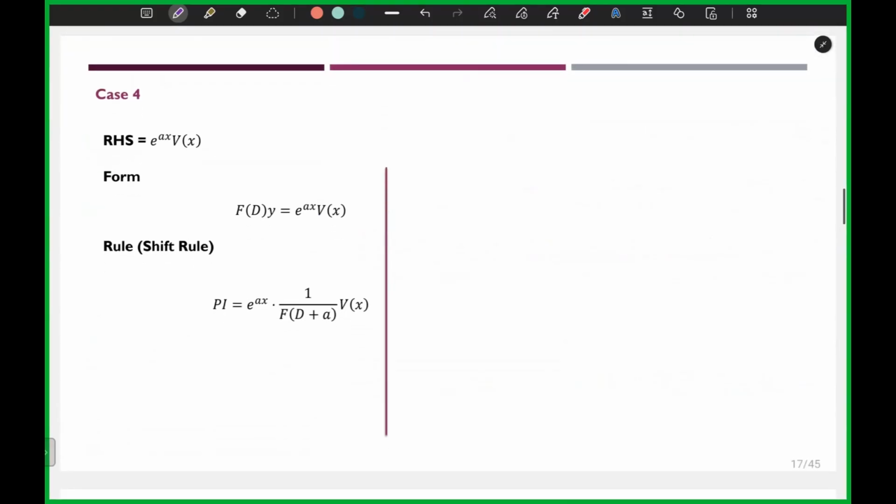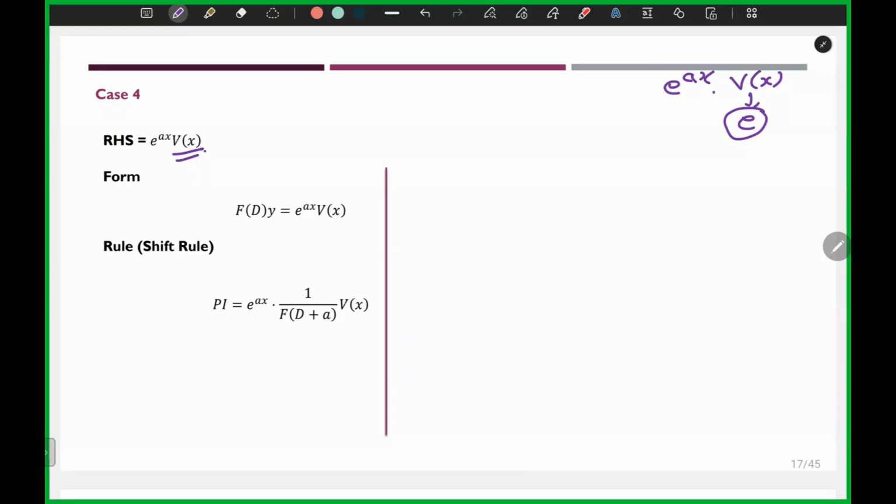So next, moving to the fourth case, that I already told earlier. It is something of the form e to the power ax into V(x). V is some function. It can be anything. If it is another exponential function, then there is no issue. It is converted again into the first case that I already discussed.